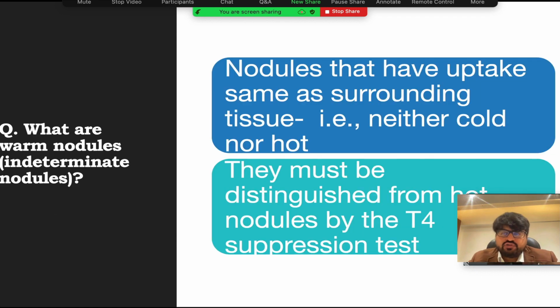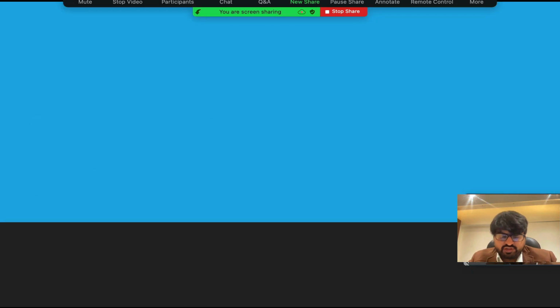What are warm nodules? Warm nodules are a distinct entity. They are nodules that have uptake the same as the surrounding tissues, so they are neither hot nor cold, and they must be distinguished from a hot nodule by something known as the T4 suppression test. We'll not go into too much detail of this, but if you find something which is reported as a warm nodule, either send the patient to an endocrinologist, or you can possibly consider doing an ultrasound-guided FNAC in those cases. If you're not very sure, remember that the risk of malignancy in warm nodules is higher compared to what is reported as a hot nodule. So that is something you should keep in mind.